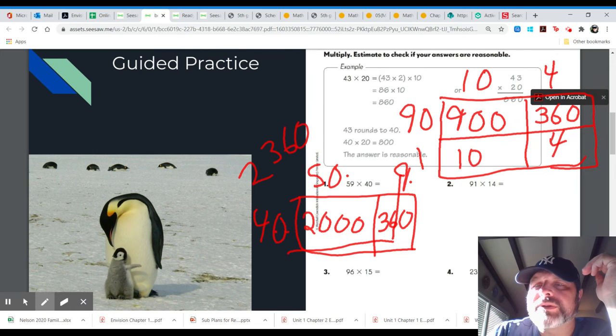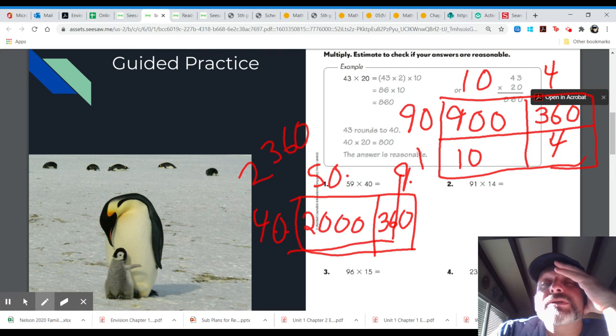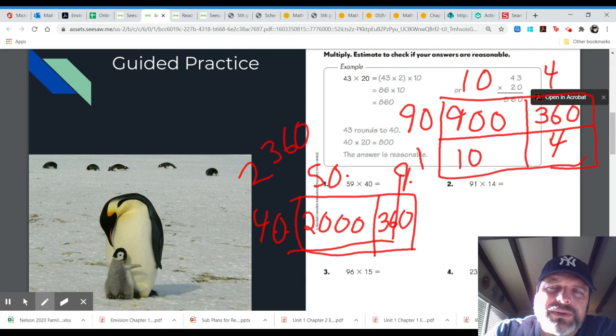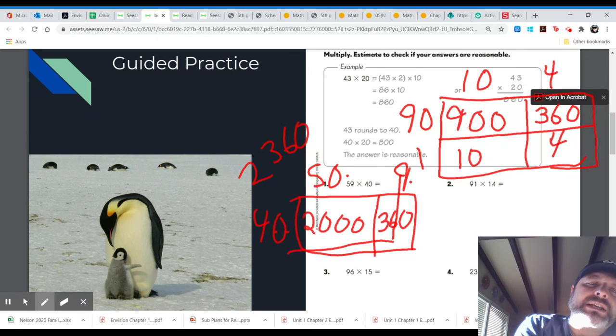What do you think I do with all those numbers now to get the answer? What does everybody think I do with those numbers? You add them. You add them together, all of them. So I can stack and add them. So you could do that. So I can do 900. I want to do that over here.